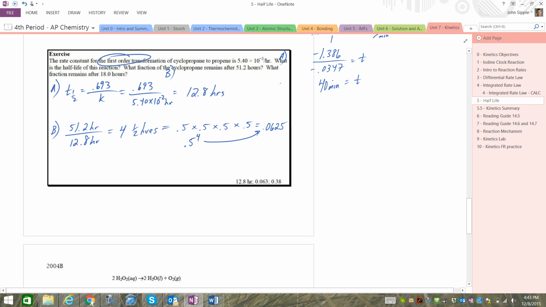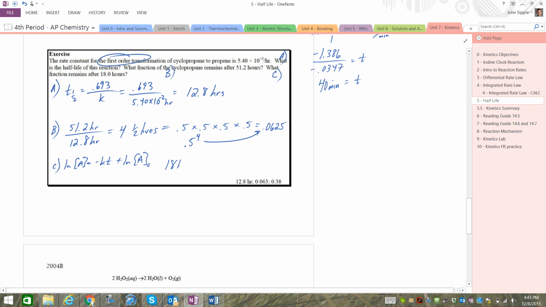All right. Well, for part C, what fraction remains? I'm going to call that the last question here. What fraction remains after 18 hours? So with this one, sure, you could do natural log of A is equal to minus kt plus natural log of A at time 0. You could do that. Go right ahead. Dial it in. All right? You can do that. But I'm going to do it differently.